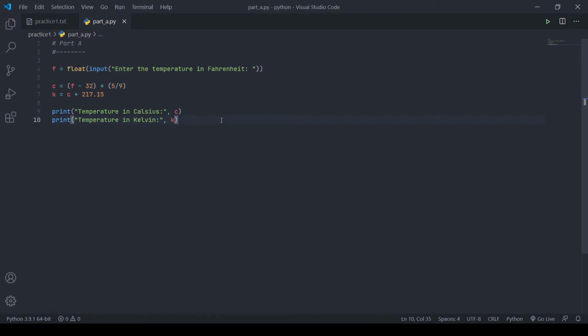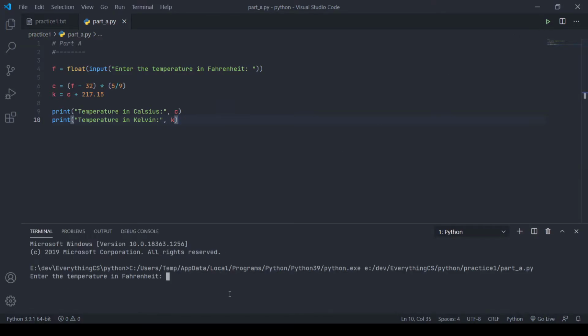And then that should be our first part to the problem. So if we run it, I'm going to pass it 32, because we know that 32 degrees Fahrenheit is 0 degrees Celsius, or you might know that. So if we get 0.0, then that means that we have done perfectly, and then we should get an even 217.15. So that just works out perfectly. So we know we did that.